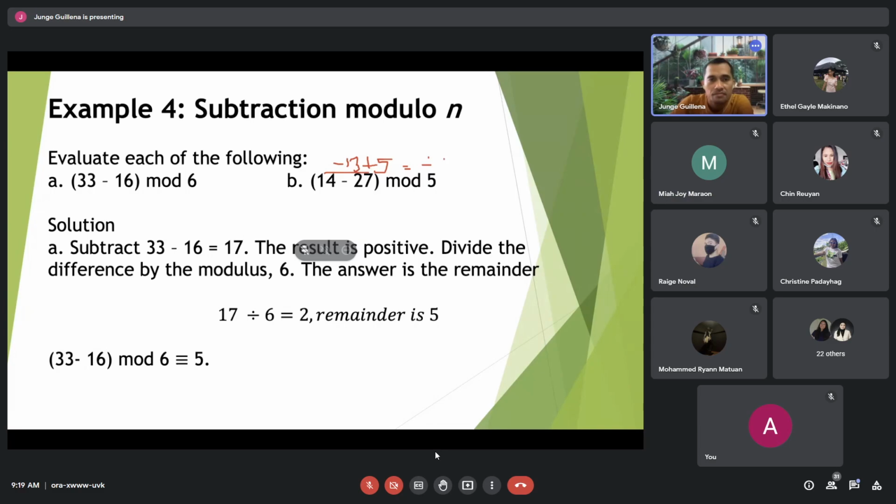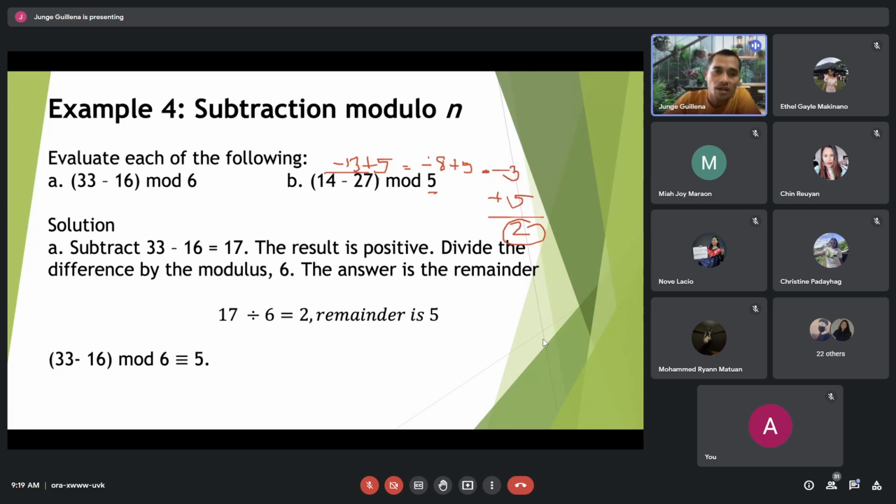Negative 8, sir. Negative 8. Then you add that again to the modulus. That is, you will get negative 3. Okay? Then you add that again to positive 5, you will get positive 2. Right, 2 is less than 5, less than the modulus, and it is within 0 to 4. So in that case, for letter B, the answer is 2.